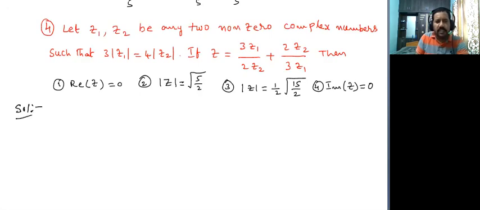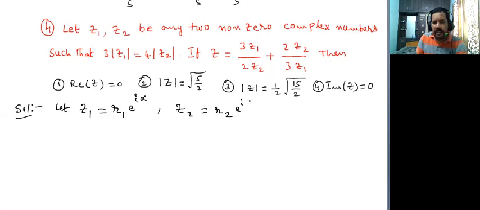Now observe here. Z1 is one complex number. What is the complex number? We don't know. So I am going to assume that let Z1 is equal to R1 into e power i alpha. So I have written it in Euler's form, that means polar form. Z2 is equal to R2 e power i beta.